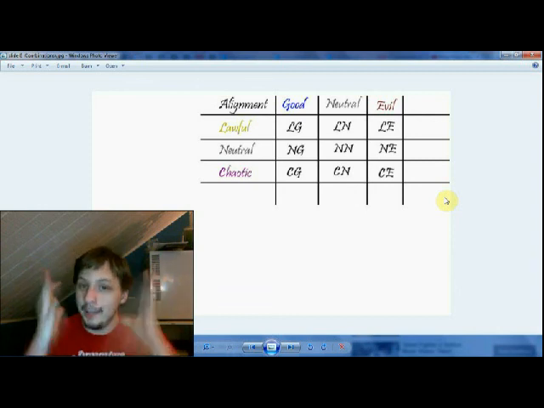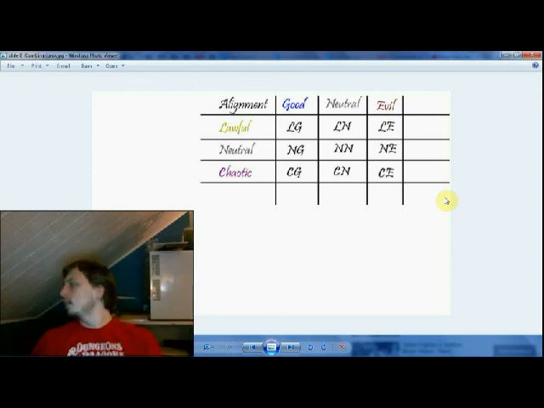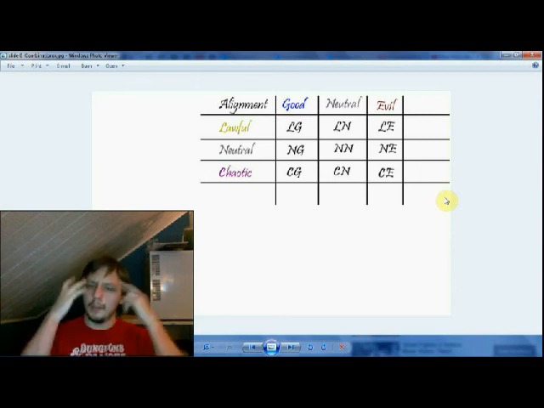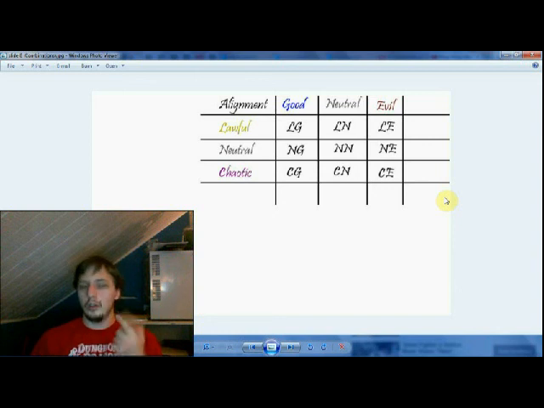So, alignment. Really freaking complex. Really freaking simple if your dungeon master just says it's this way. Really, really interesting to meditate on and just think about. Read the articles linked in the description below. Come up with your own definition of alignment. I actually would really like this.